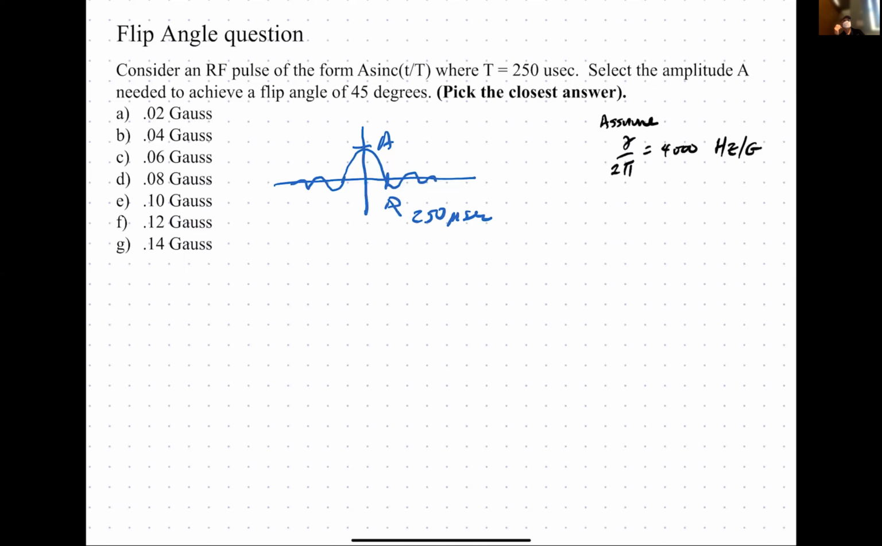Okay. Because that's the first zero of the sinc, right? Because when t over T equals 1, then t must equal big T, right? So that's just the first zero. And now you're saying, I want my flip angle to equal pi over 4. Okay, I know that's just going to be gamma times the area of my pulse.